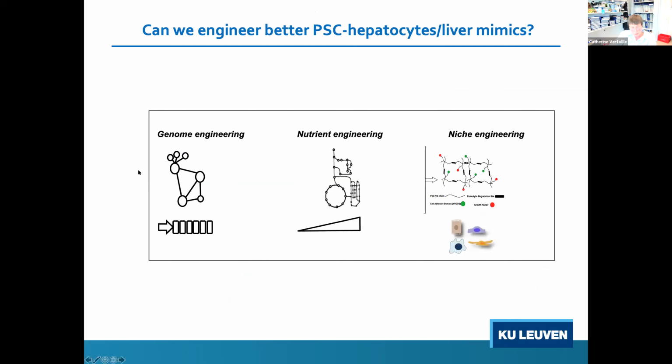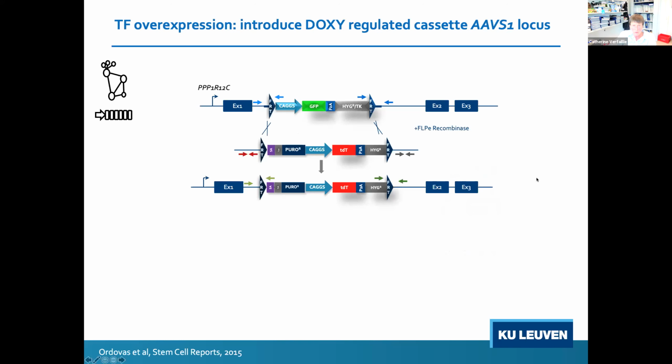So to fix the problem, we initially thought that we could just do genome engineering and this would solve the problem. This turned out not to be completely true. Then we went about trying to engineer the medium such that you would switch from glycolysis to oxidative phosphorylation, and then ultimately to do further engineering and actually do niche engineering.